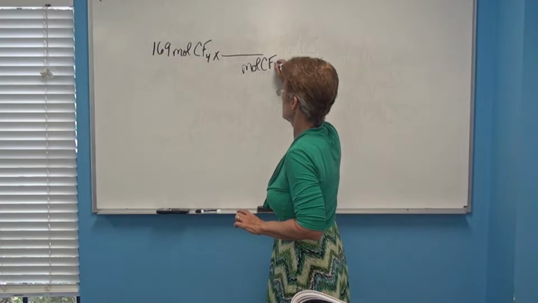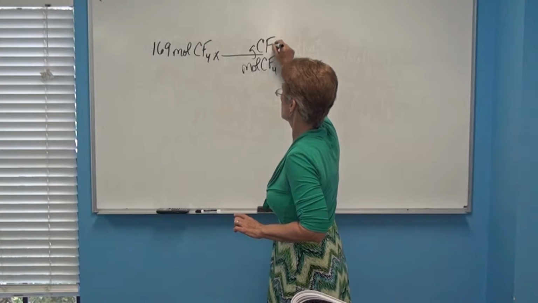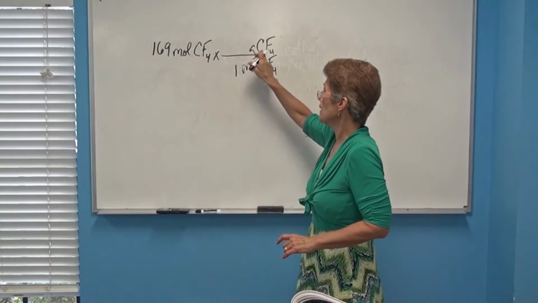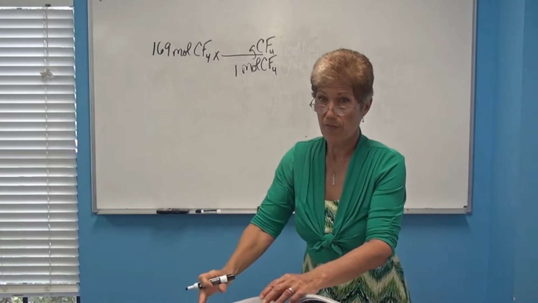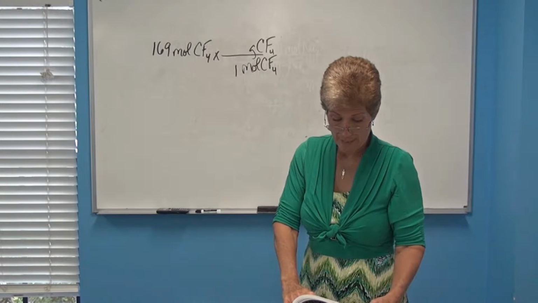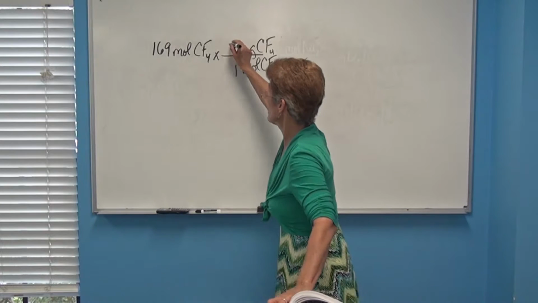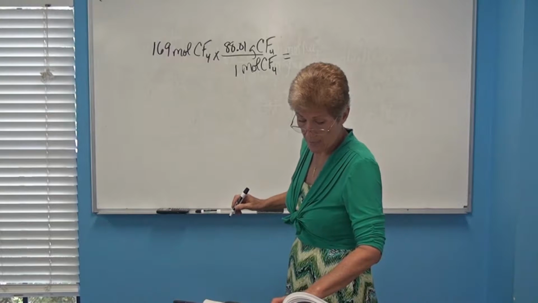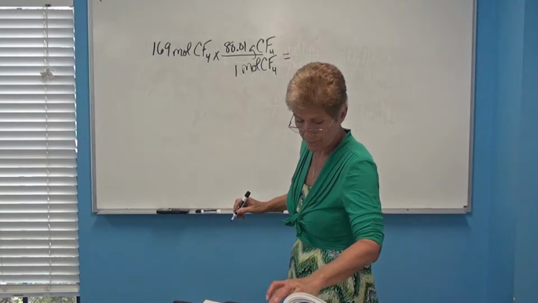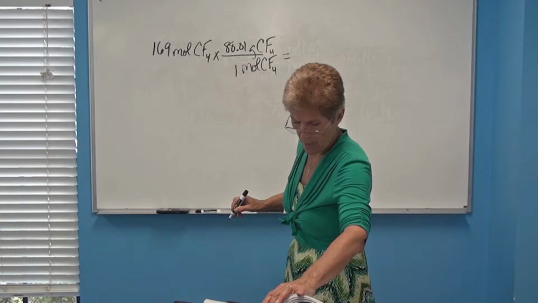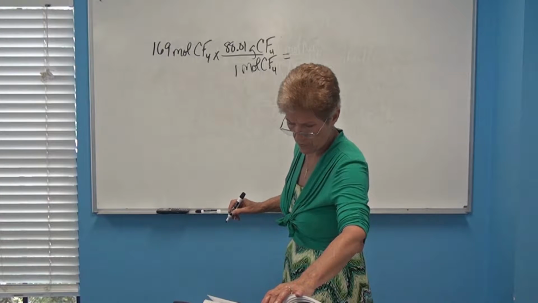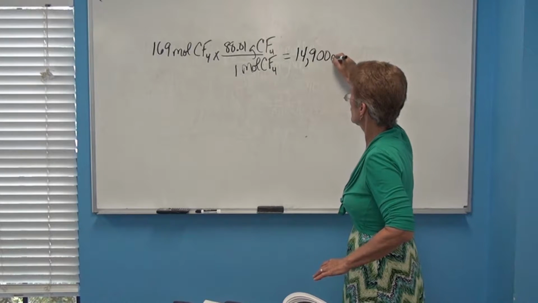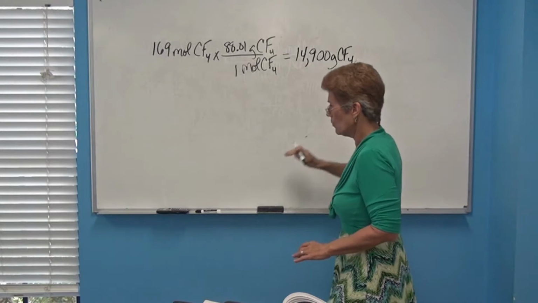We're going to go like this to the grams of this. We know in 1 mole, and then we go to our chart, and we know that it's 4 times 19 plus 12, and that's going to give you your gram molecular weight of carbon tetrachloride, which is 88.01. And so that is going to give us, in 3 significant figures, 14,900 grams. So that's a lot, isn't it?